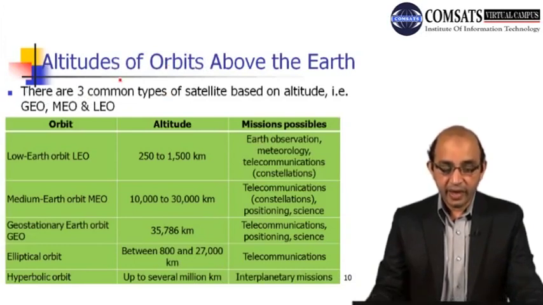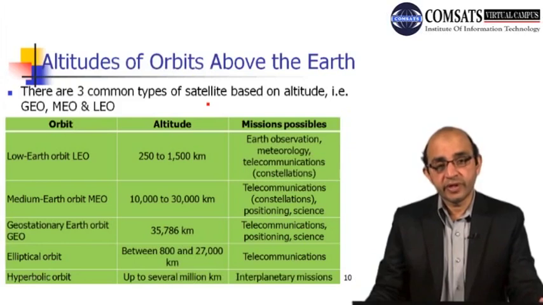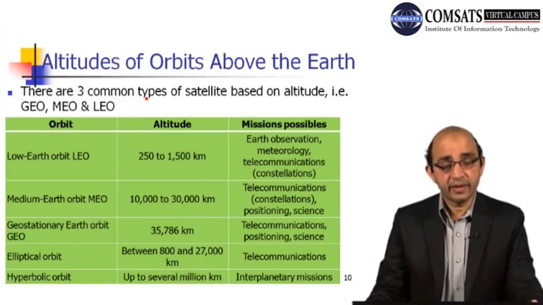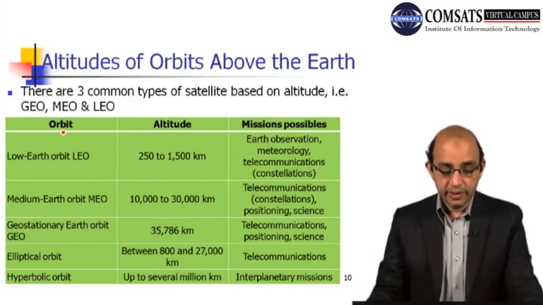So we can attain different altitudes of orbits above the Earth when we talk about satellites. On the basis of those different altitudes and orbits, we can classify three common types of satellites based on altitude, right? That is GEO, MEO, and LEO. So here is the table: orbit, altitude, and then the mission that we can accomplish by using those different types of satellites.